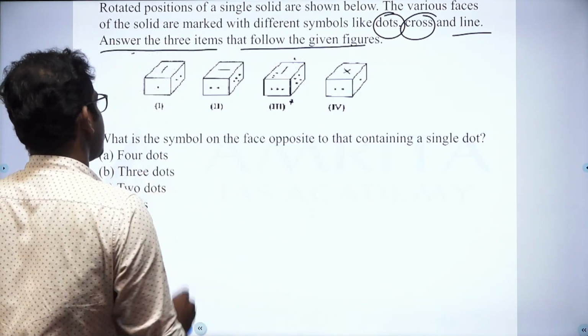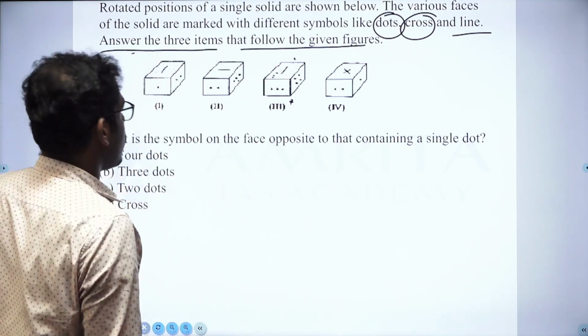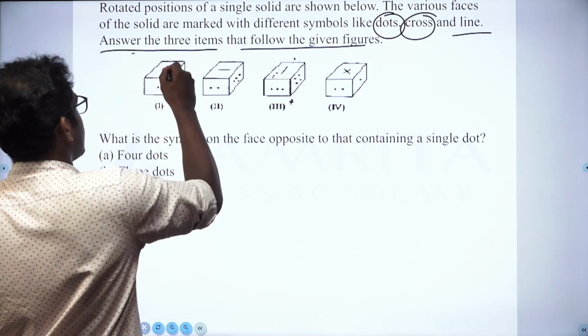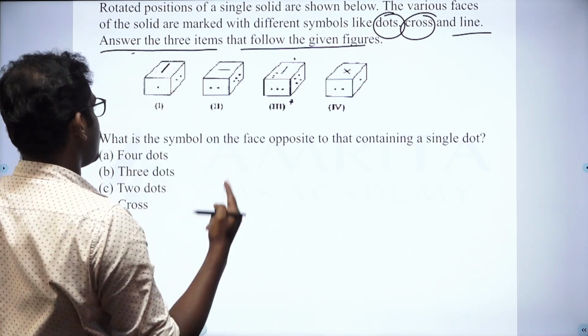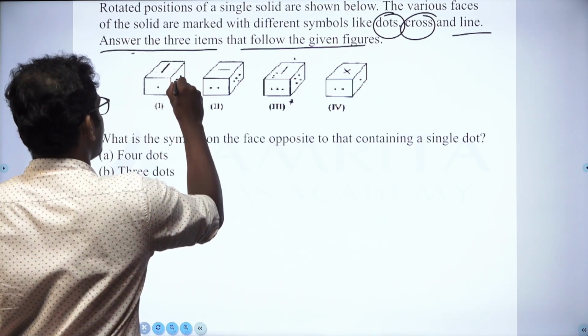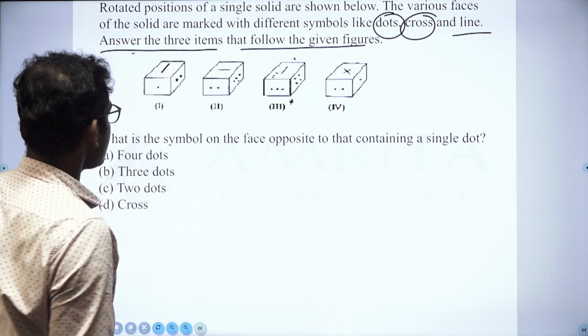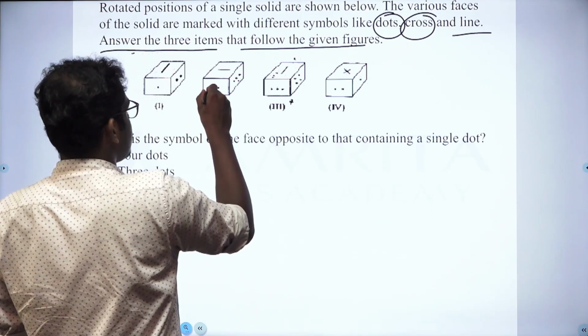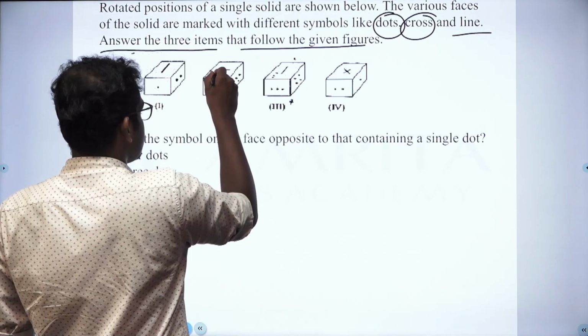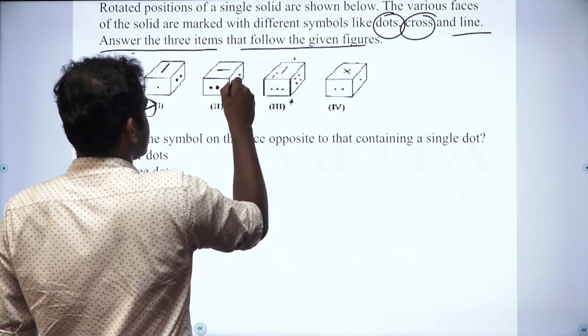Okay, the first figure is a solid cube or solid die. The top is a line. The front face is 1 dot. The right face is 2 dots. Clear? Okay. So this is the second image. The front face is 2 dots. The top face is a line. The right face is 3 dots.